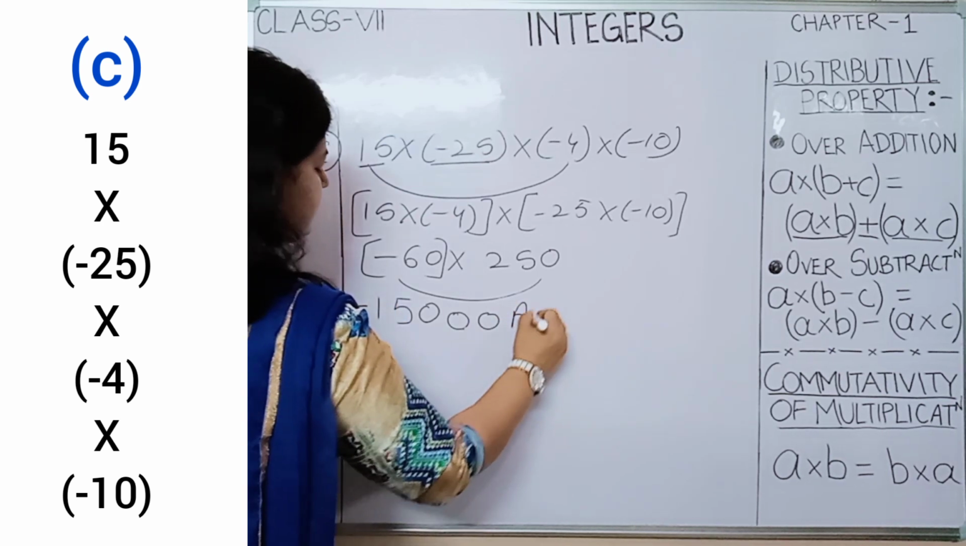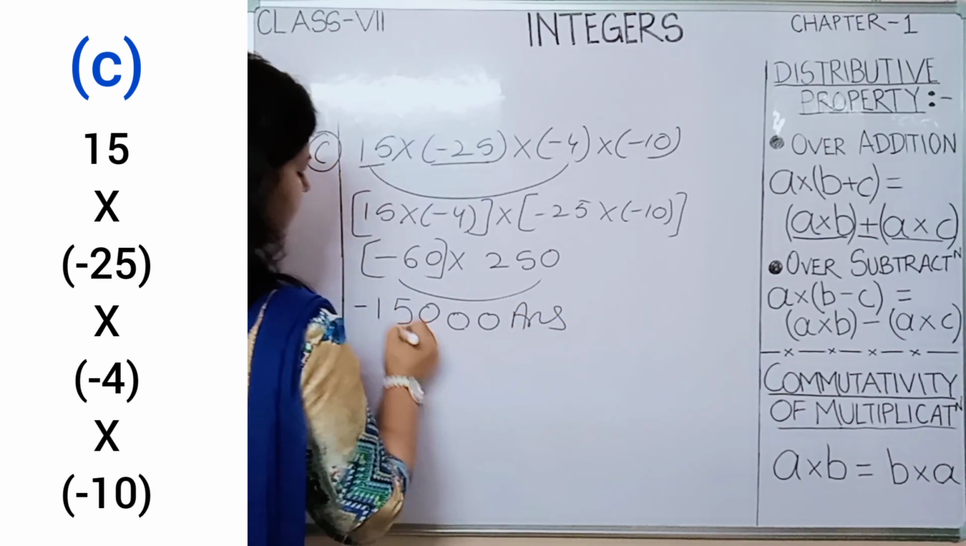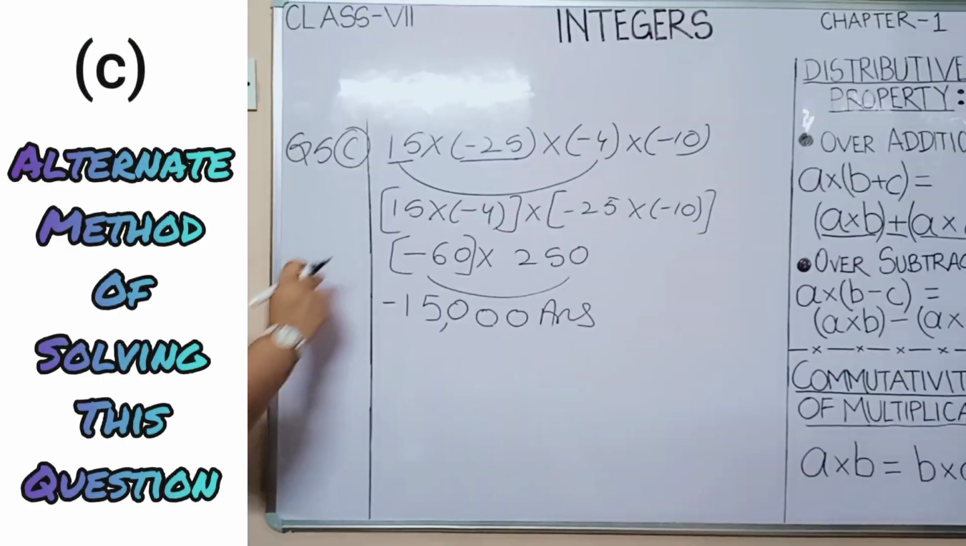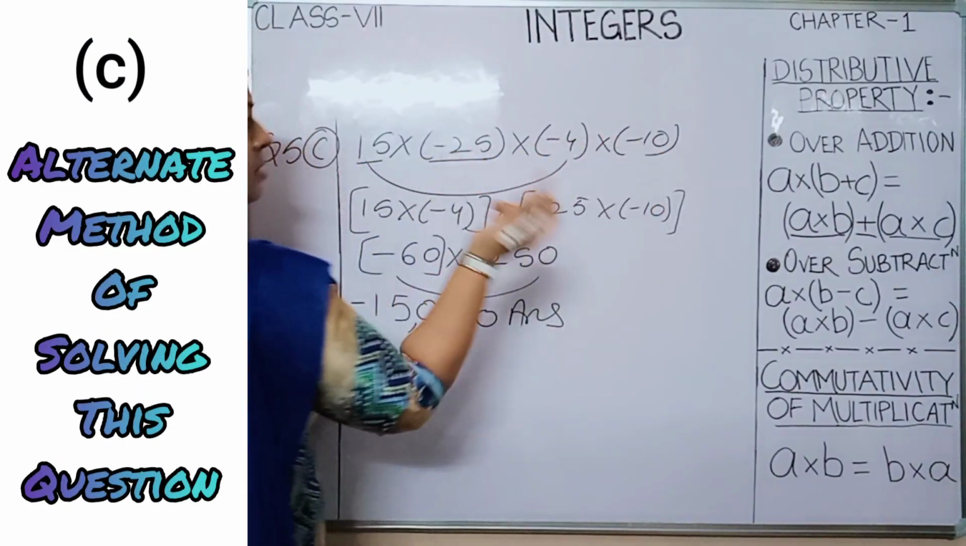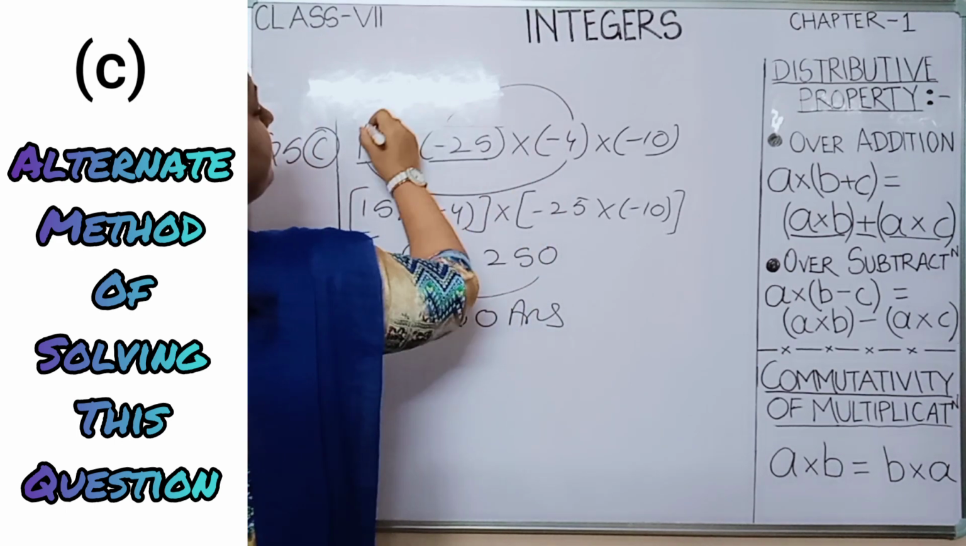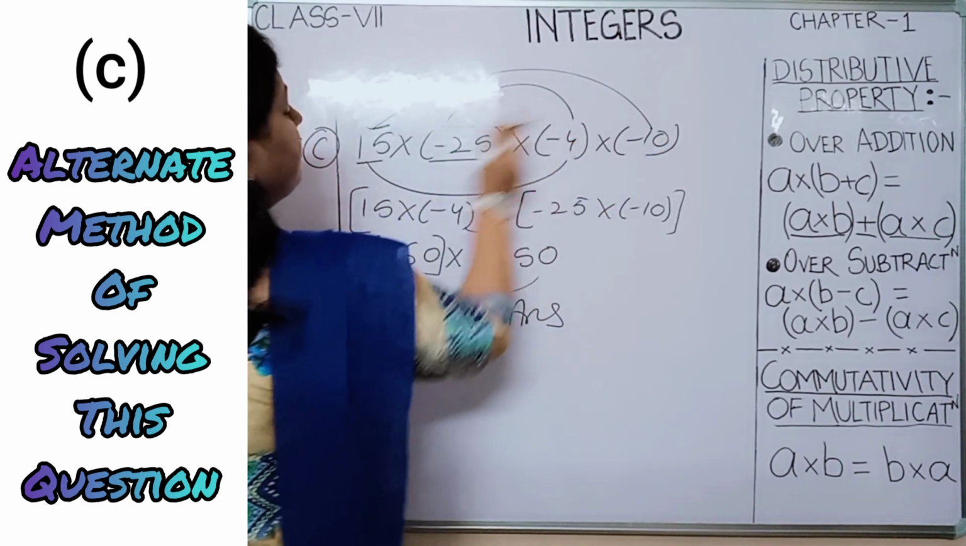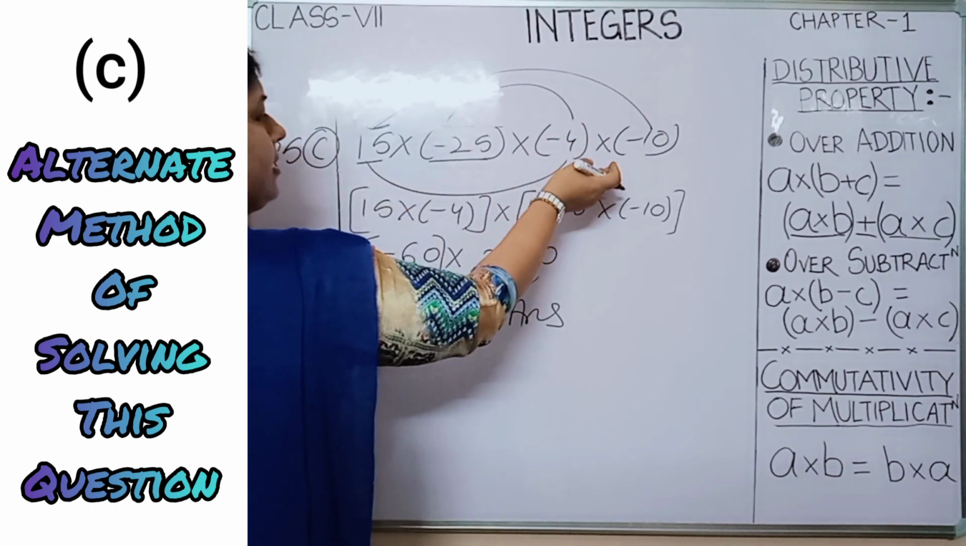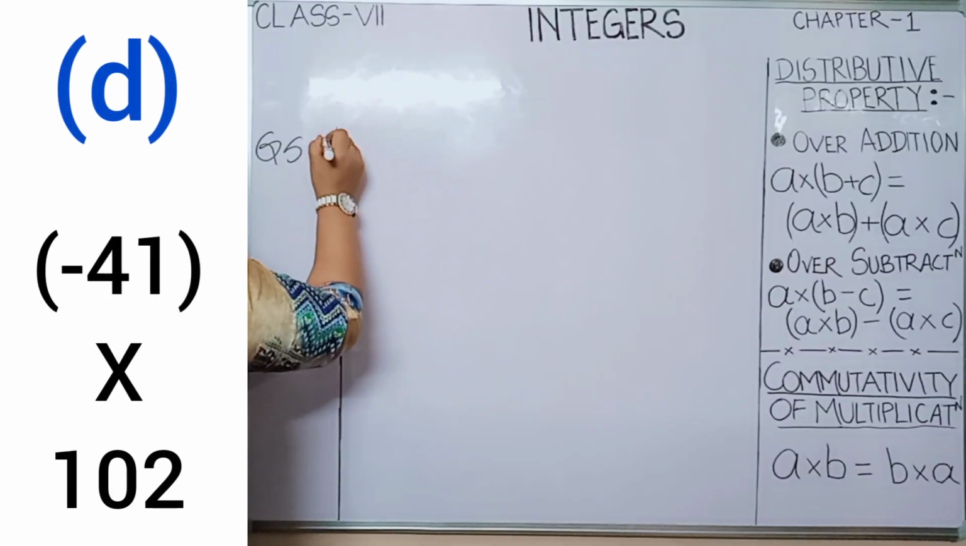Now your answer is minus 15,000. We can do this question in another way also. If I multiply minus 25 with minus 4 and 15 with minus 10, then we will get 0 at the end in both groups. D part.